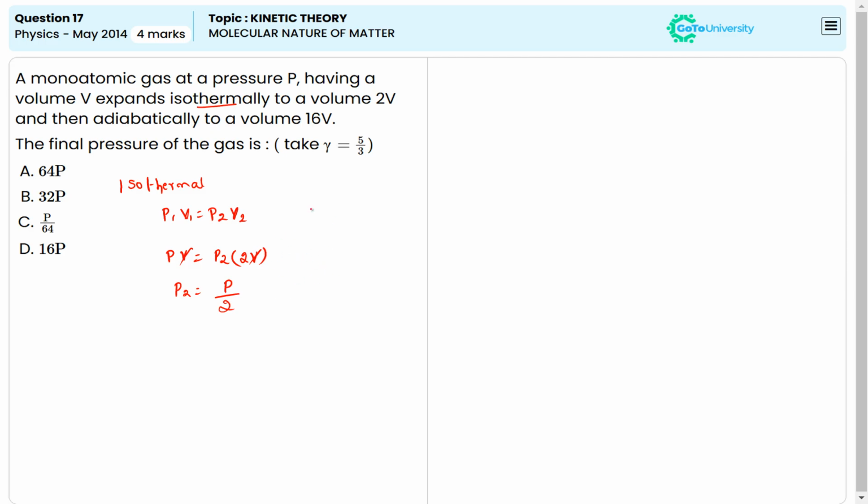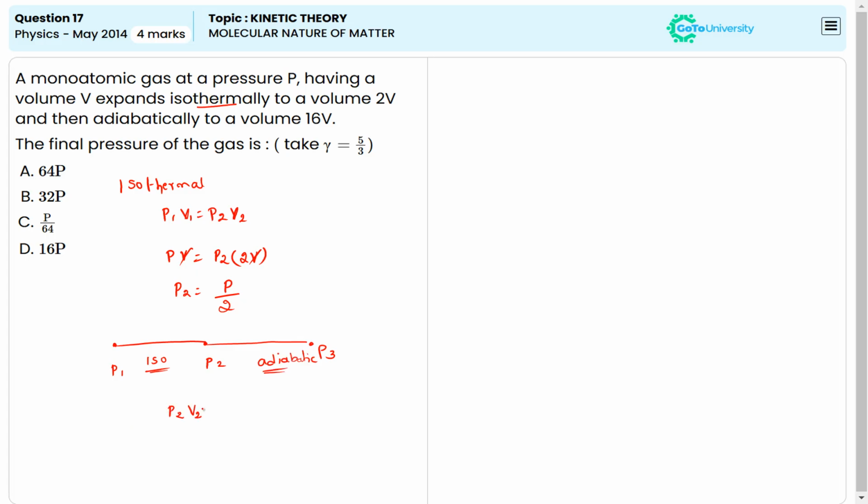Then let us observe what happened in the process. Firstly, it is an isothermal process, that is from P1 to P2 at constant temperature, since isothermal means constant temperature. Then this is P2 here, and then there is an adiabatic process up to P3.